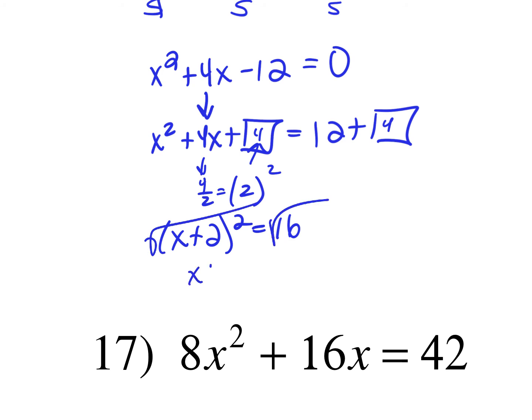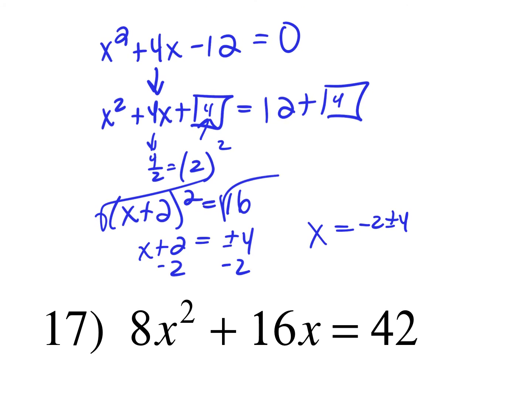When I put the square root on, what goes in front of my answer? Plus or minus. Minus 2. So x equals negative 2 plus or minus 4. Can I get a solid answer from this? Yes. Negative 2 plus 4, negative 2 minus 4. So I get 2 and negative 6, which is what you guys told me from the very beginning.